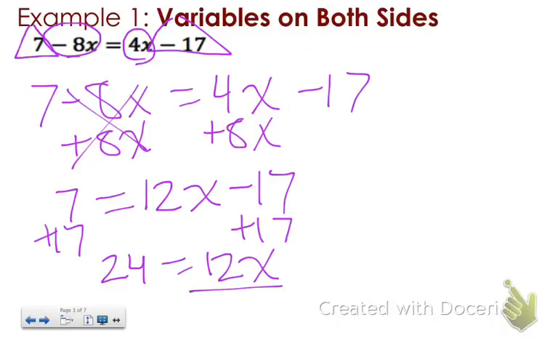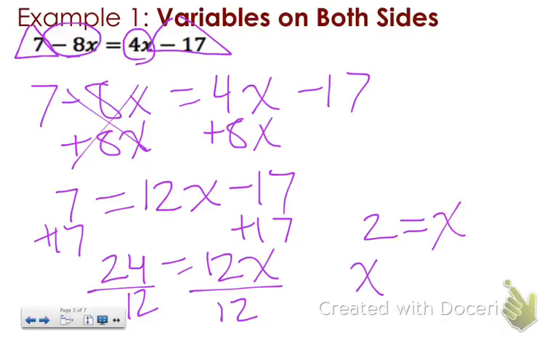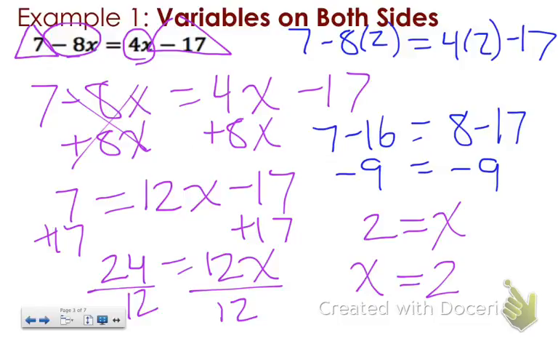And then to get x by itself, I'm going to divide by 12. So 24 divided by 12 is 2. So I end up with 2 equals x, which is the same thing as x equals 2. And we can still plug it back in to make sure that it's correct. If you plug it in, you do end up with negative 9 equals negative 9. So we know that x equals 2 is correct.